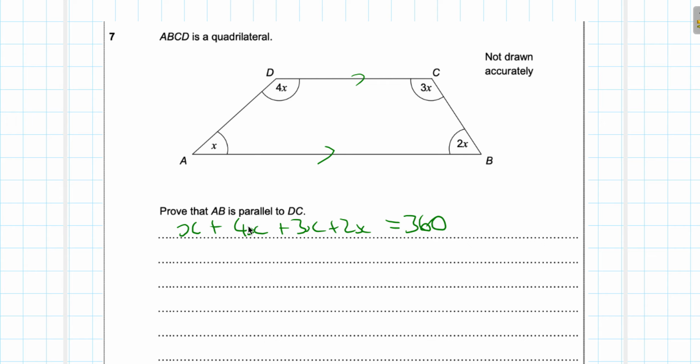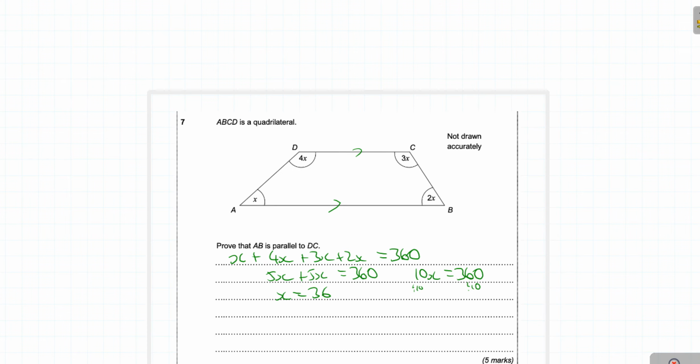and saying that's equal to 360. From here, x plus 4x is 5x, and then 3x plus 2x is also 5x, so 10x is equal to 360. Divide both sides by 10, and we get x is equal to 36. And then from here, I can think about my angle rules to prove that AB is parallel to DC. I can't really prove it in any other way apart from showing the parallel angle rules that I have.